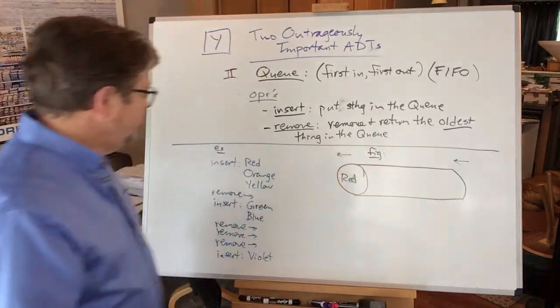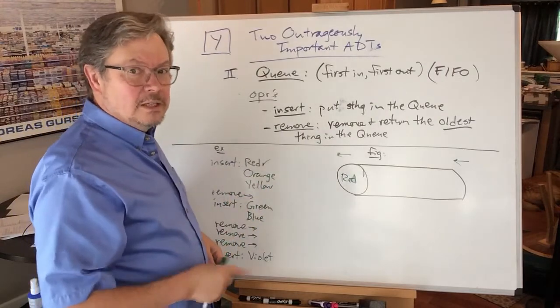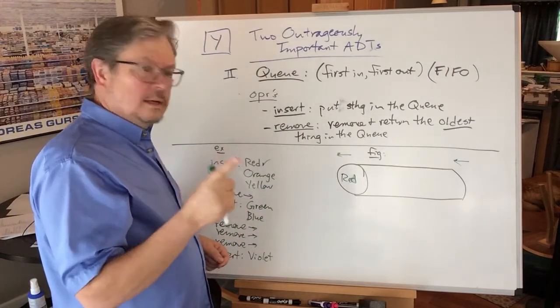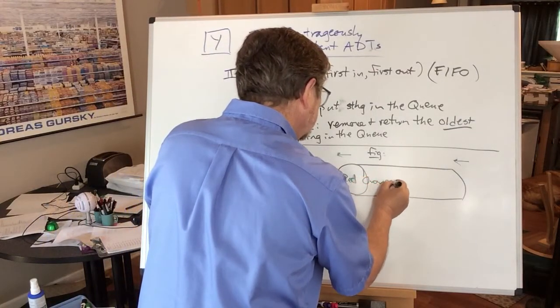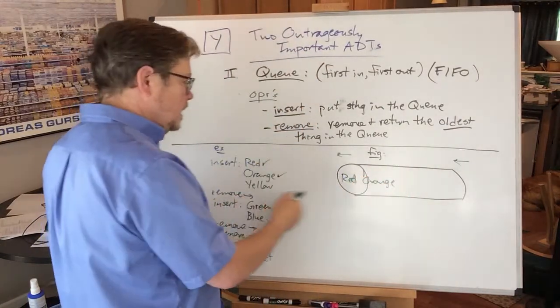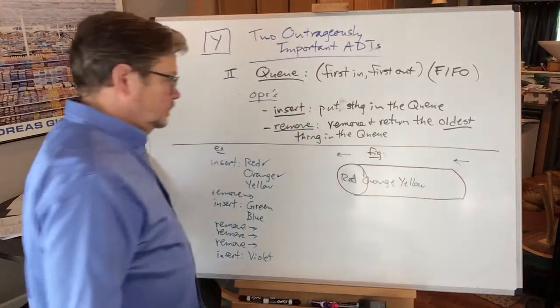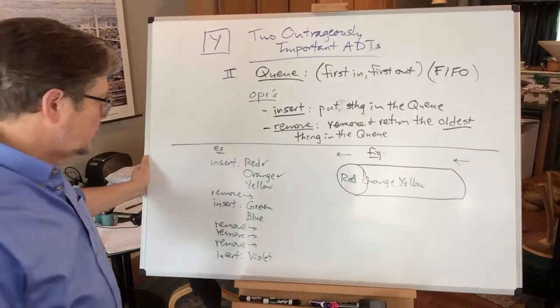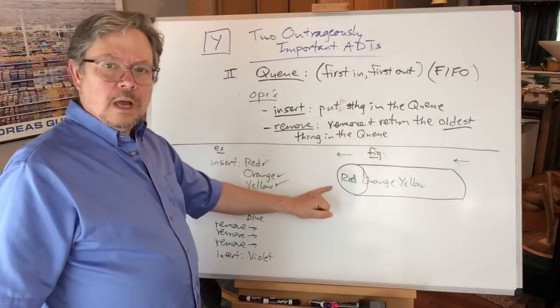Silly me. Done. Orange. Orange has to get in line behind red, because this is a queue. It's a British line. Get behind red. Orange. Done. Then yellow has to get in line. Just seems more like the natural order, doesn't it?